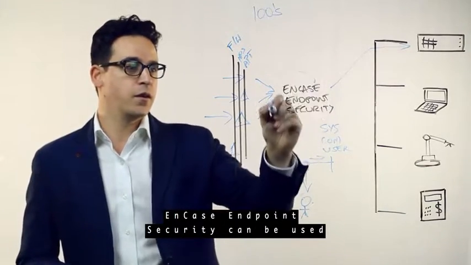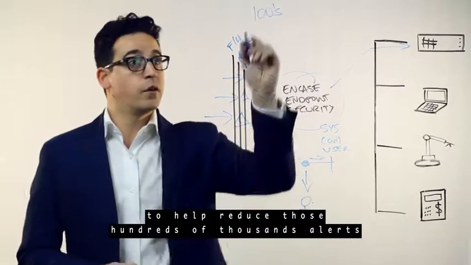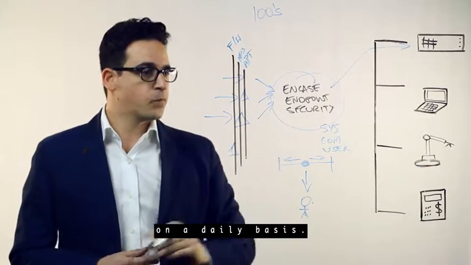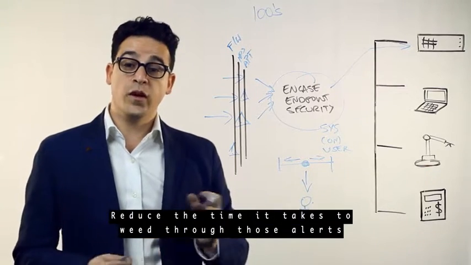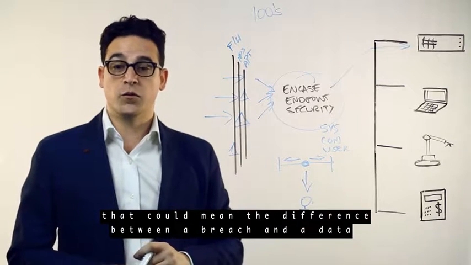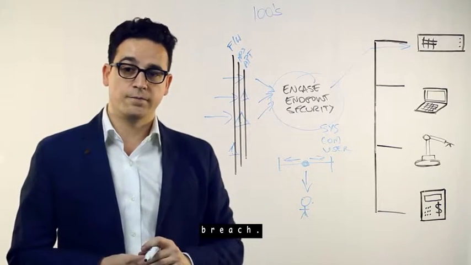EnCase endpoint security can be used to help reduce those hundreds of thousands of alerts on a daily basis, reduce the time it takes to weed through those alerts and identify those true positives that could mean the difference between a breach and a data breach.